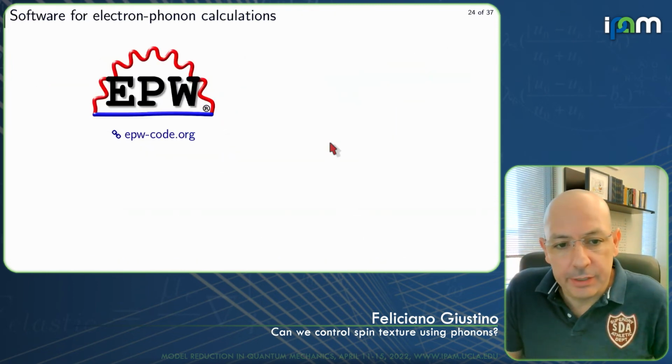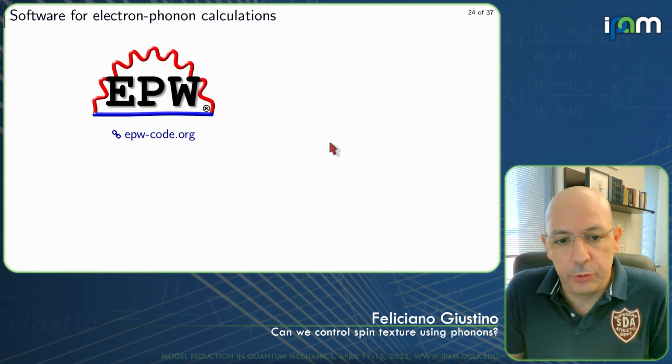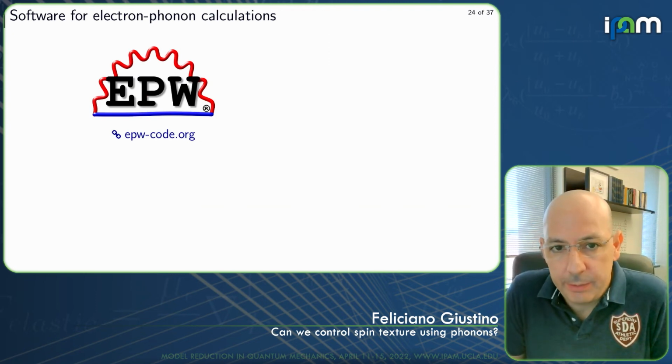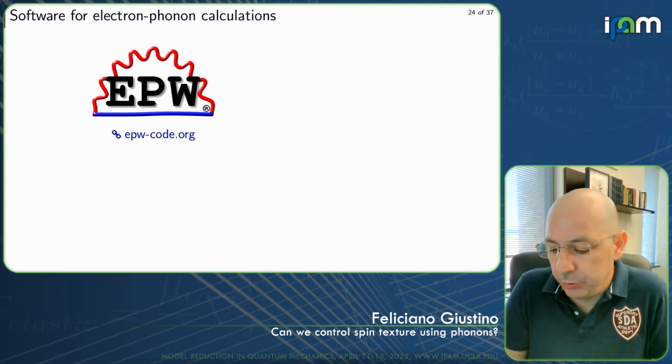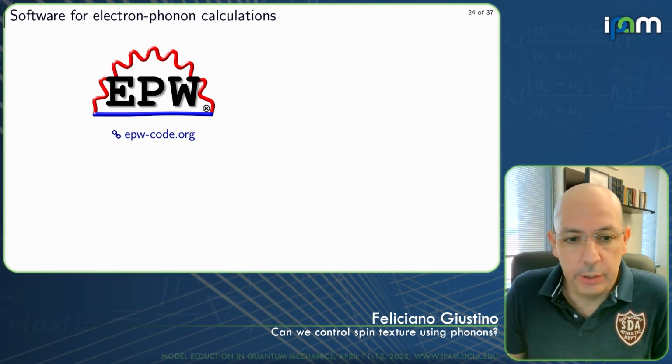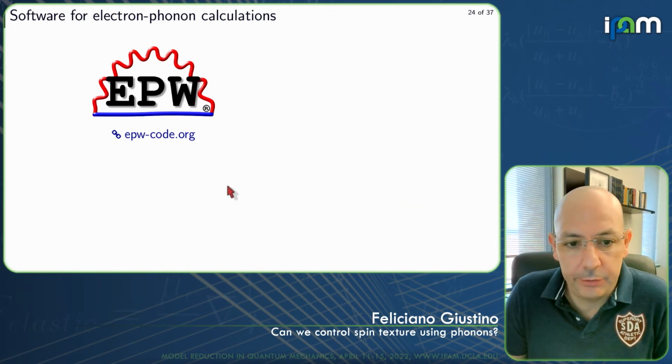So how are these calculations done? In practice, what we do is to do them with a software called EPW that we developed in our group and with several collaborators. So this is something that started 15 years ago, actually more than that, maybe 17 years ago, and we keep improving it and trying to make it more user-friendly for others to use.